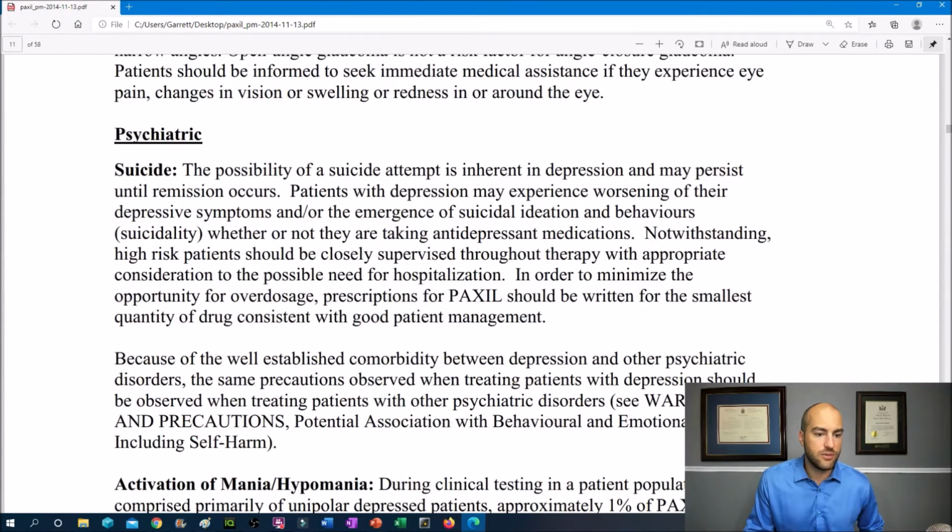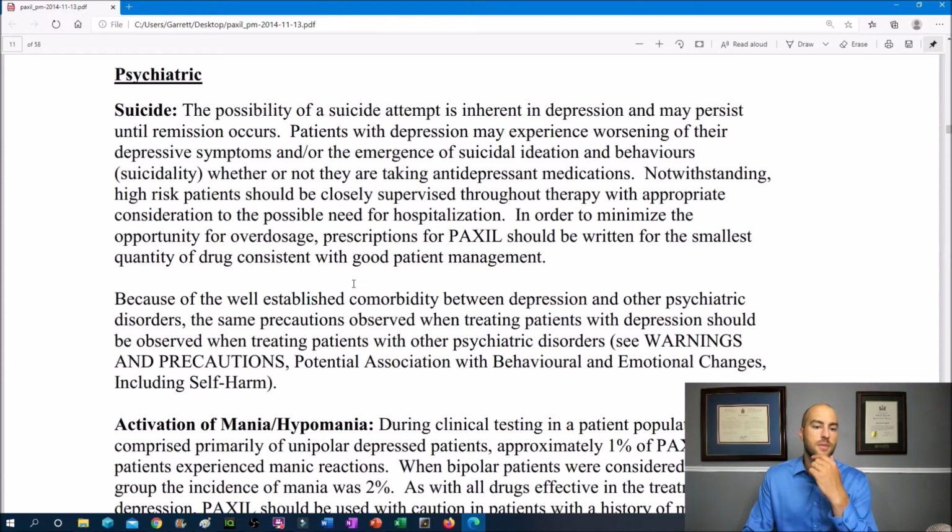I'll skip over glaucoma. Okay, so suicide. The possibility of a suicide attempt is inherent in depression and may persist until remission occurs. Patients with depression may experience worsening of their depressive symptoms and/or emergence of suicidal ideation and behaviors, suicidality, whether or not they are taking an antidepressant medication. Notwithstanding, high-risk patients should be closely supervised throughout therapy with appropriate consideration to the possible need for hospitalization. In order to minimize the opportunity for overdose, prescriptions for Paxil should be written for the smallest quantity of drug consistent with good patient management.